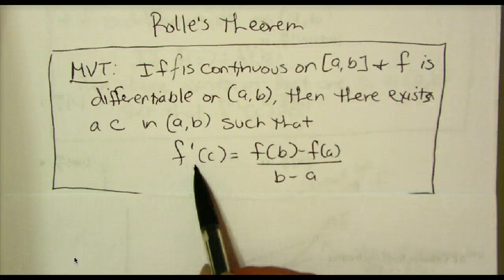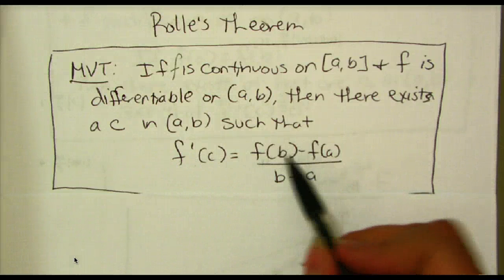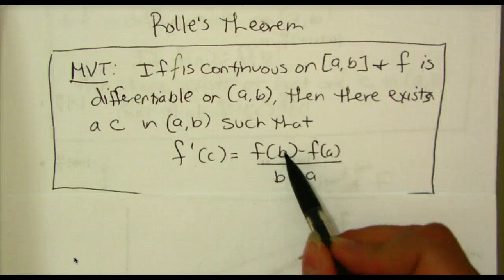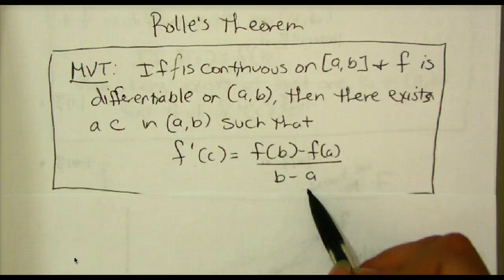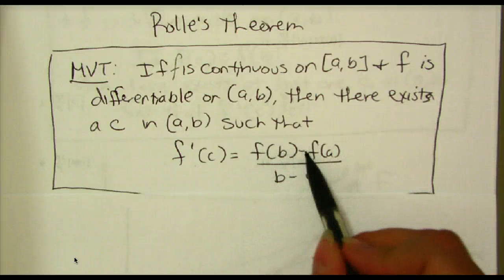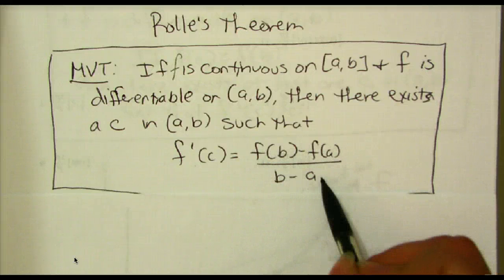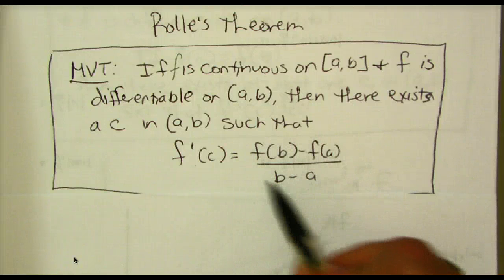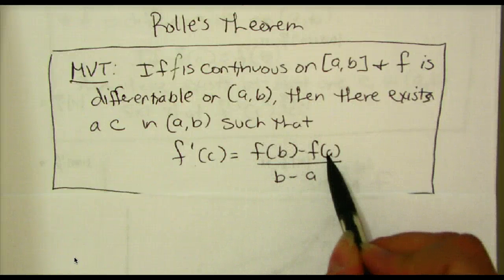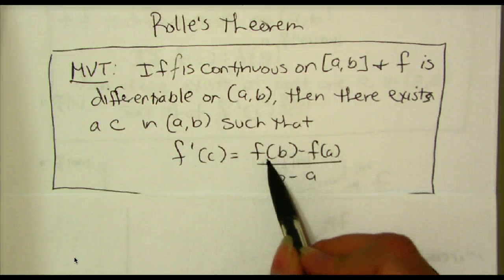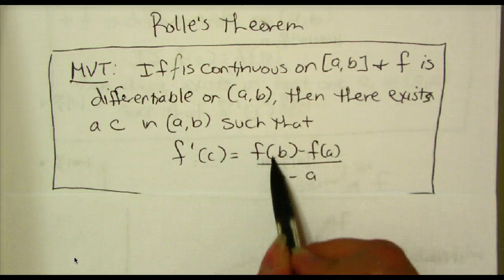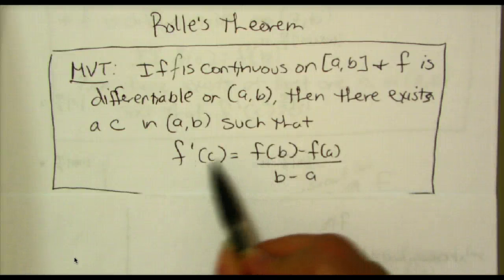How do you get slope? That is a y, here's the x. Here's the y, here's the x. So f of b minus f of a over b minus a. So this is on the f function, and then some point c on the f function, this slope equals this slope. The slope of the tangent line equals the slope of the secant line.